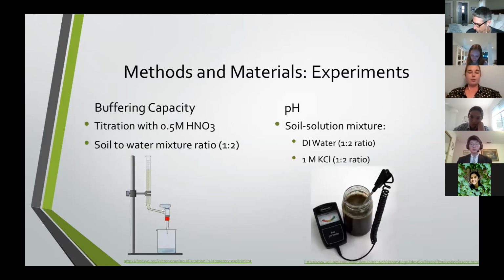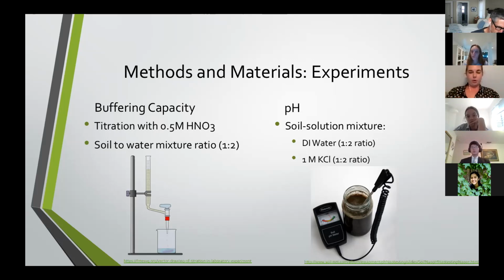The buffering capacity was also measured in triplicate via a soil to water mixture ratio of 1:2, and then titrated with 0.5 molar nitric acid. And the reason they wanted to assess the buffer capacity is that the buffering capacity essentially tells them how well the soil will hold on to organic and inorganic constituents, in which the higher the buffer capacity, the greater likelihood it'll hold on to things like heavy metals and so on and so forth.